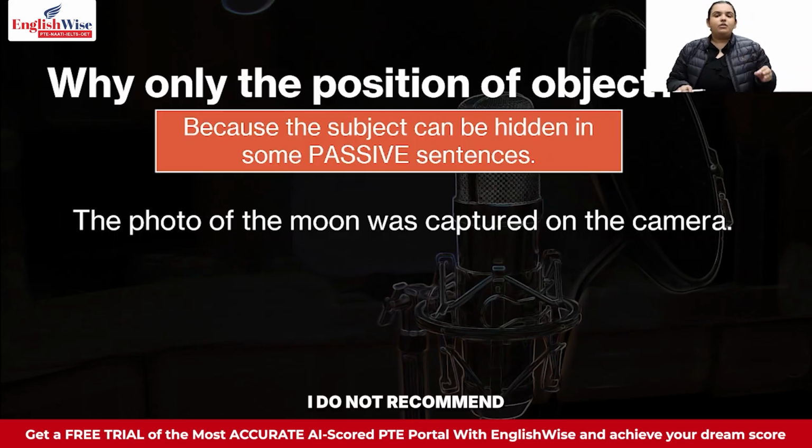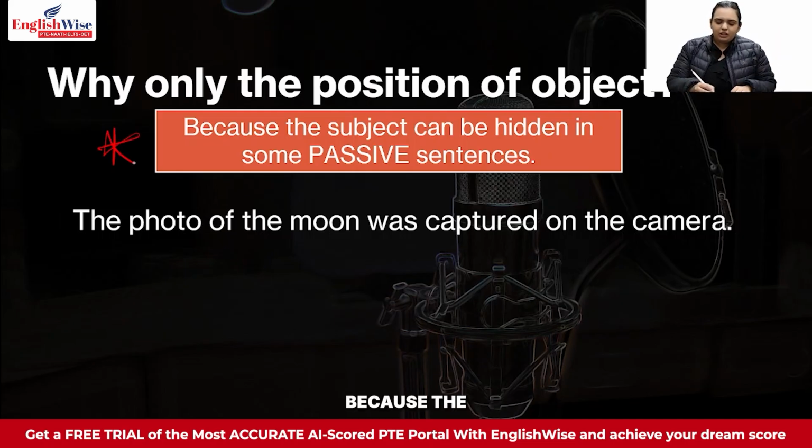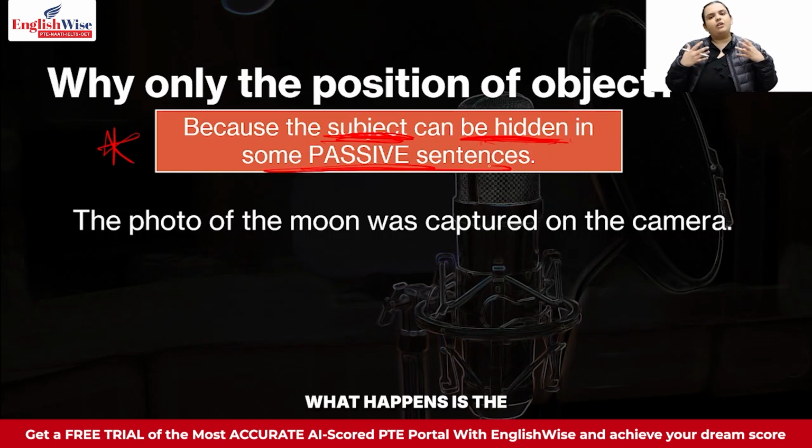I do not recommend students to go through the method of subject. Yes, that is also logically correct, grammatically correct, but that can be a little confusing. The reason being that the subject can be hidden in some passive sentences. If I give you an example, let us look at the sentence I have over here.